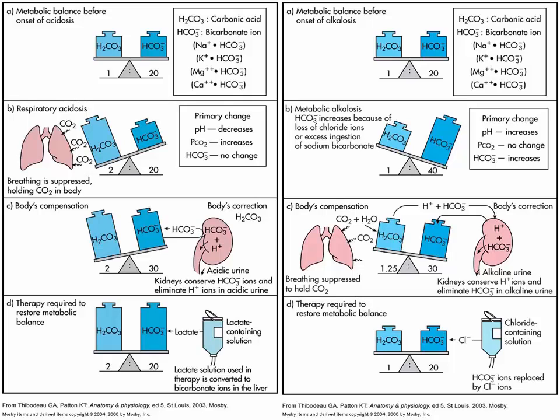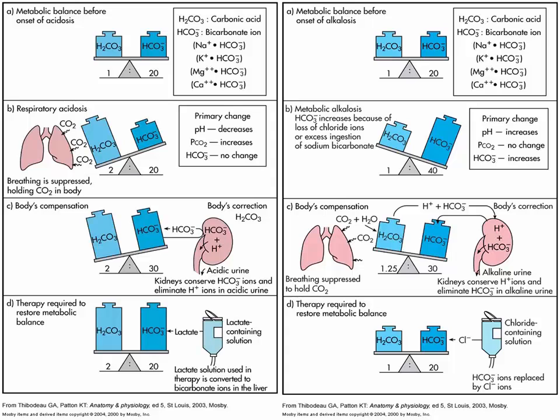In the case of respiratory acidosis, we have breathing being suppressed. Now, whether it's because the rate is slow, the depth is shallow, or we have a blockage of some kind, CO2 is building up. So our ratio changes. Now we have too much carbonic acid. Because we have an acid, our pH is going to go down. But because it's CO2 or carbonic acid, our PCO2 is going to go up.